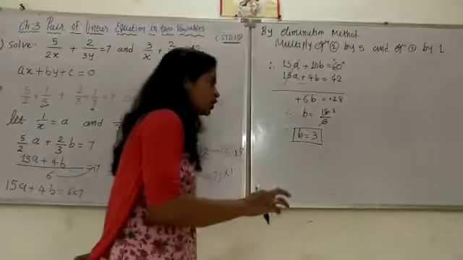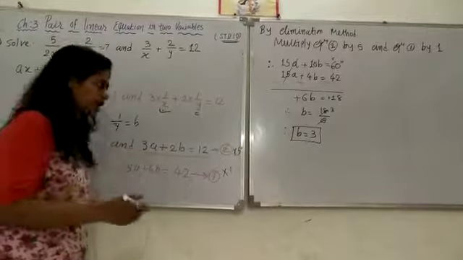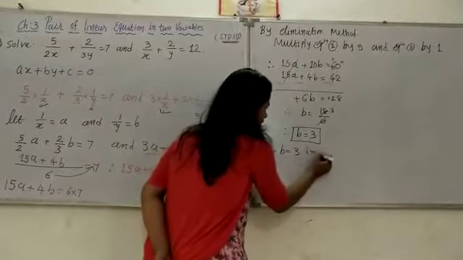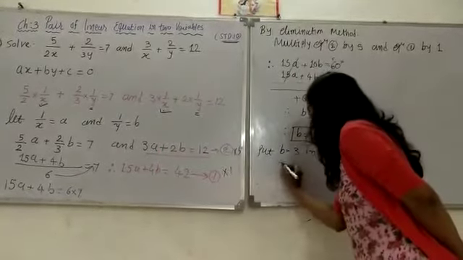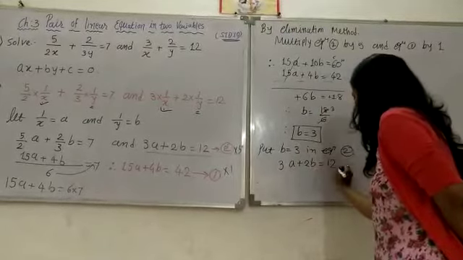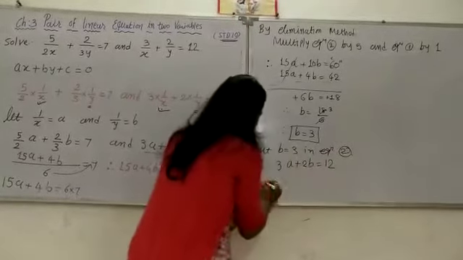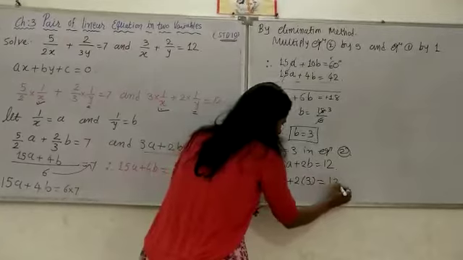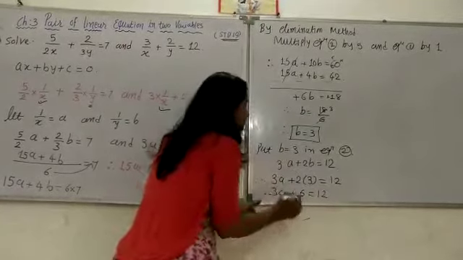After getting the value of b, put it in one of the equations, either 2 or 1. So put b is equal to 3 in equation 2. This is equation 2: 3a plus 2b is equal to 12. Now instead of b you write 3. So this becomes 3a plus 2 into 3 is equal to 12. So 3a plus 6 is equal to 12.